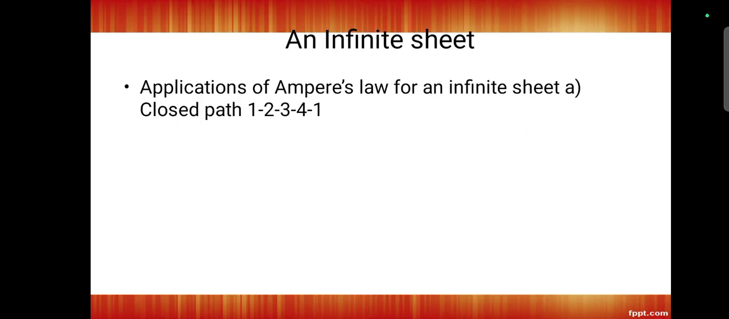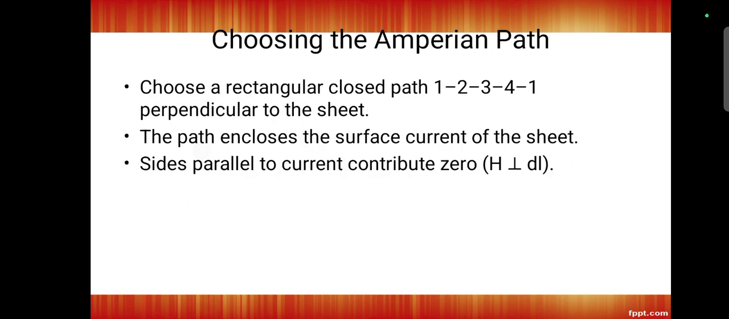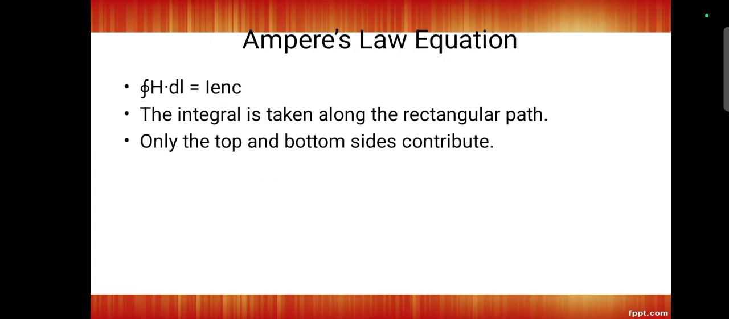For the infinite sheet, the application of Ampere's law uses a closed path. The path is given like this: 1 to 2, 2 to 3, 3 to 4 and 4 to 1. This is the closed path. X, Y, Z are the directions, and the closed path is called Ampere's path. The sides 1 to 2 and 3 to 4 are perpendicular to the sheet. So the sides parallel to the current contribute 0, since H is perpendicular to dl.